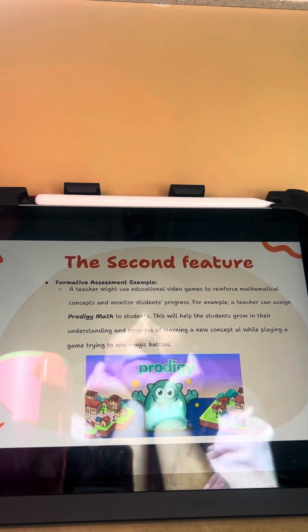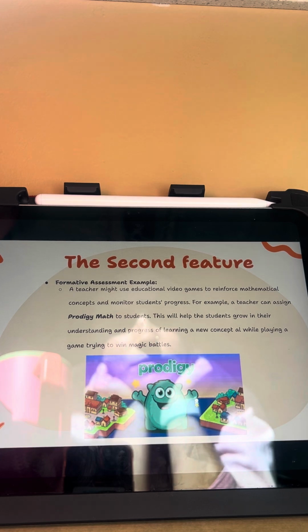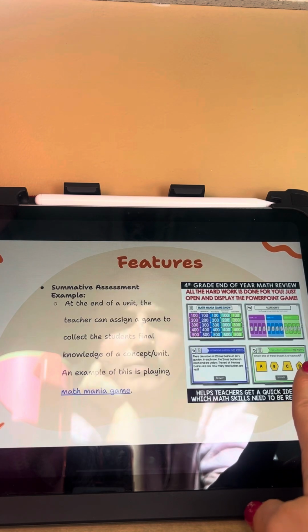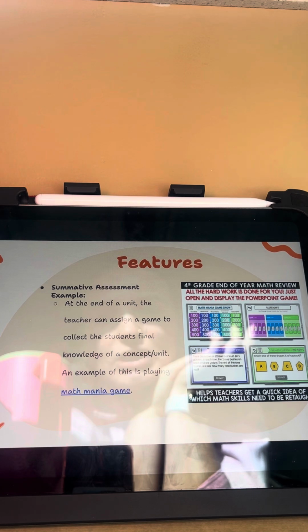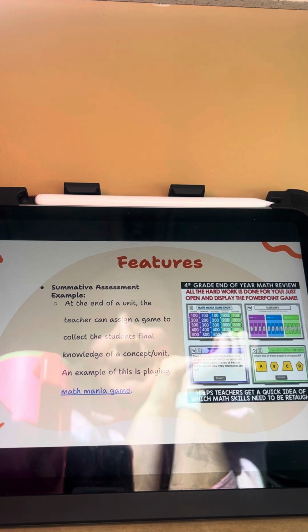For example, a teacher can assign Prodigy Math to students, which I used also in another slide above. And this will help the students grow in their understanding and progress of learning a new concept, all while playing a new game, trying to win magic battles. Features: summative assessments at the end of a unit. The teacher can assign a game to collect the students' final knowledge of the concept of the unit. An example of this is the Math Mania game.